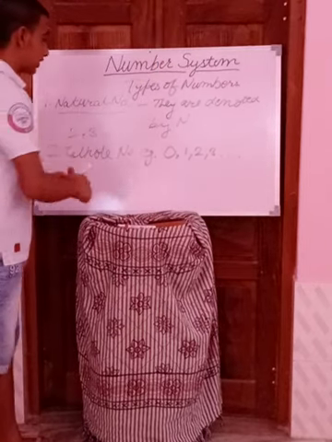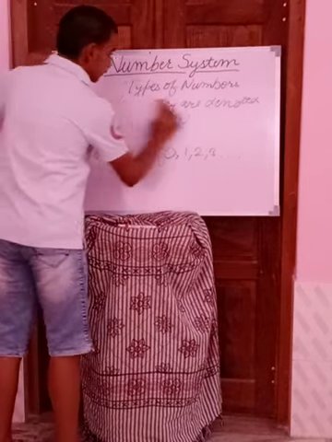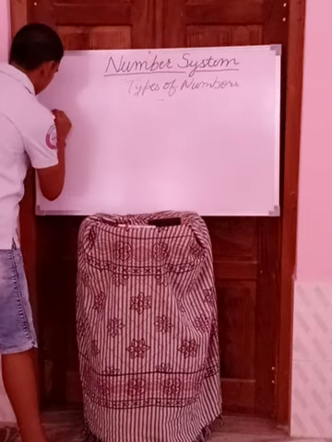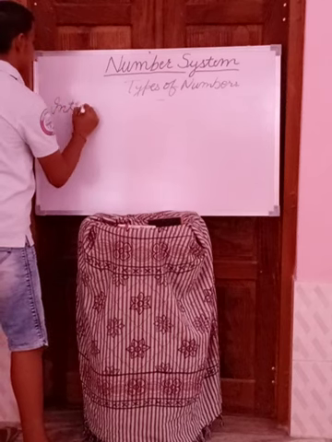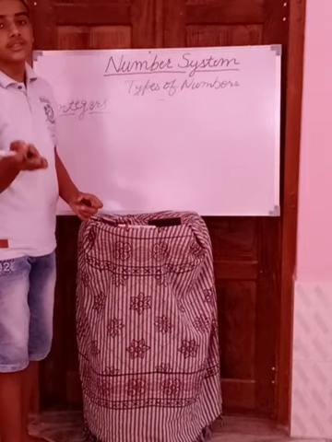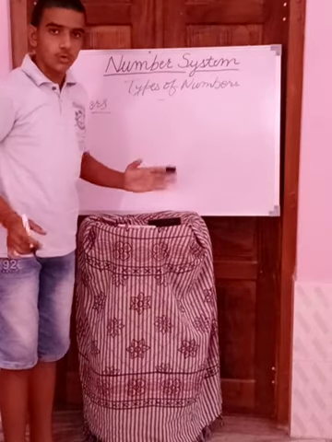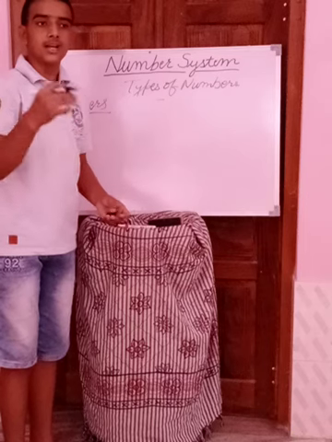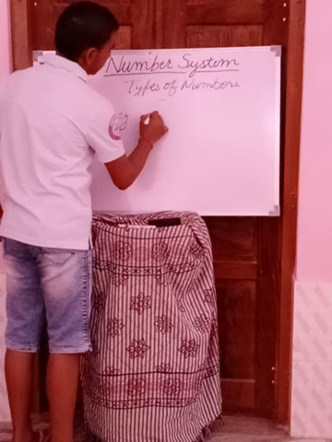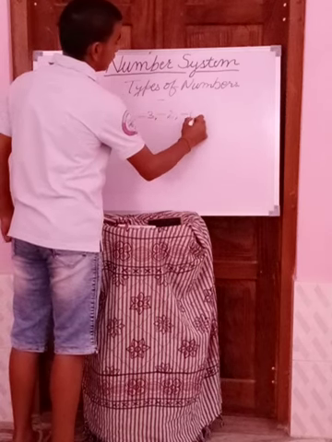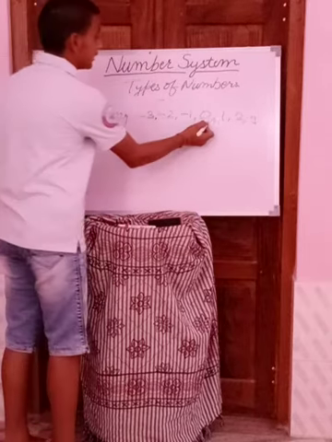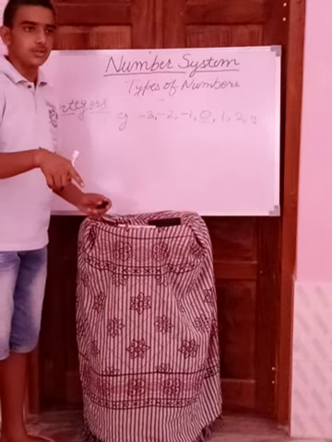Now let's discuss the integers. Now what are integers? Whole numbers with their negatives form the integers, or we can say a set of whole numbers and natural numbers with their negatives. Like for example, -3, -2, -1, 0, 1, 2, 3. There is a point to note that 0 is neither a positive integer nor a negative integer.